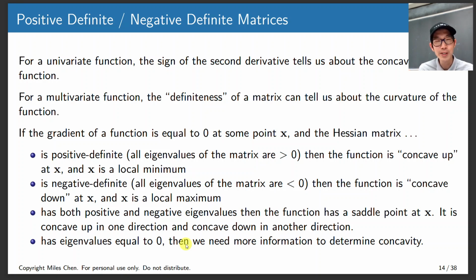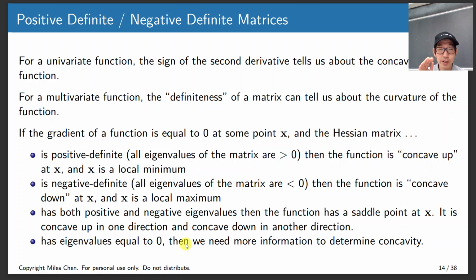With a univariate function, you can take the sign of the second derivative, and that will tell you if it's concave up or concave down. If you have a multivariate function, and we have this matrix, then you have the concept of definiteness of a matrix. You have things like positive definite, negative definite, positive semi-definite, and so on.